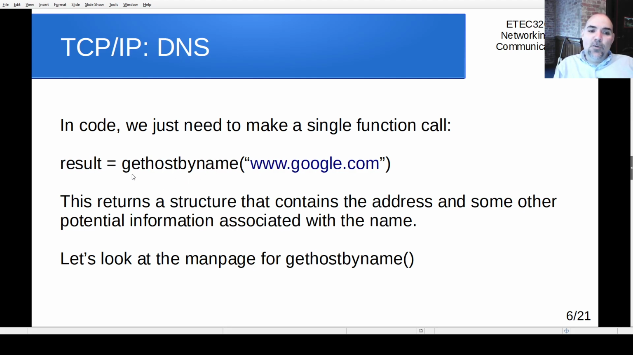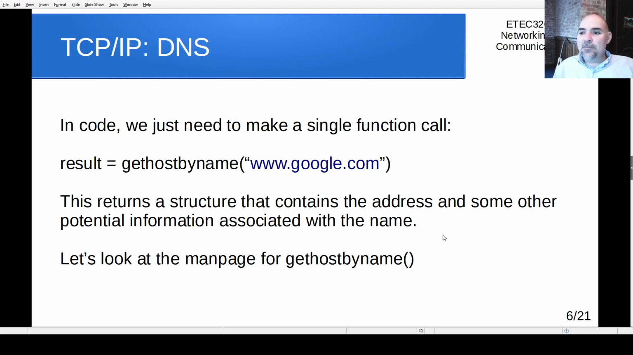So the idea is we're going to use this gethostbyname function. And we pass into that the address that we want to resolve. And we'll look at how this works in a second, and it returns the result. So that's going to return a structure that contains the address and some other potential information associated with the name. And to get a better feel for what gethostbyname does, let's look at the man page for that.